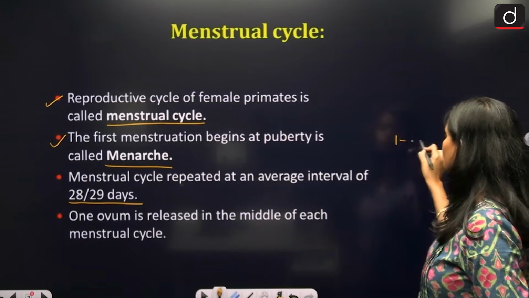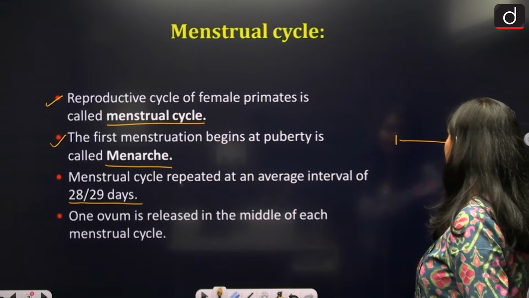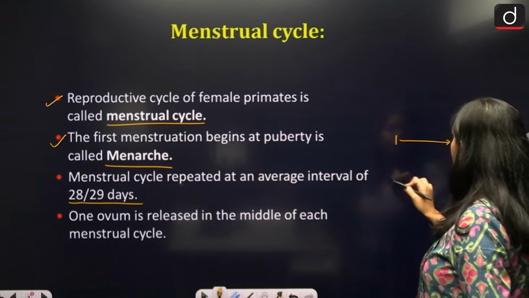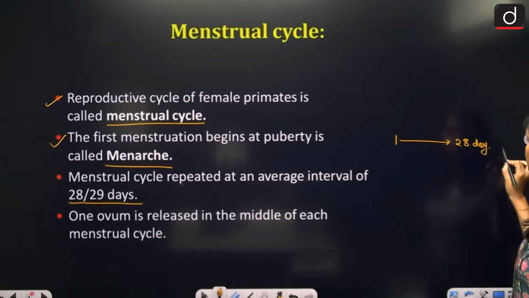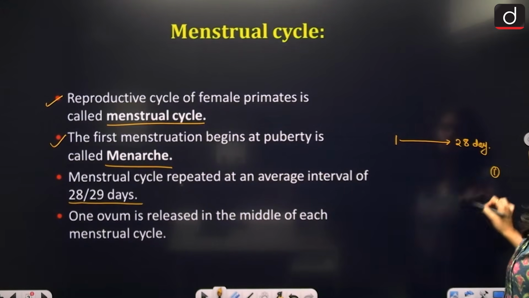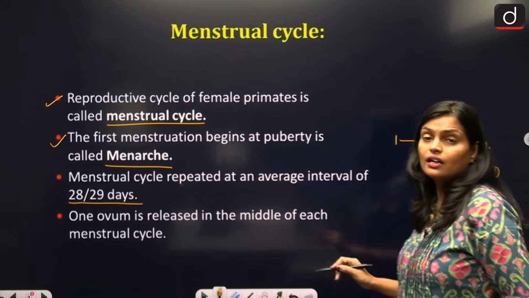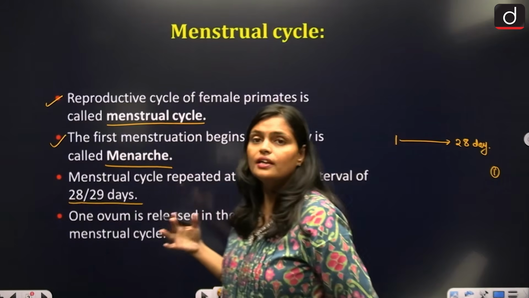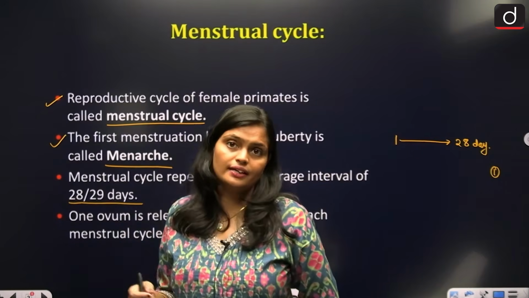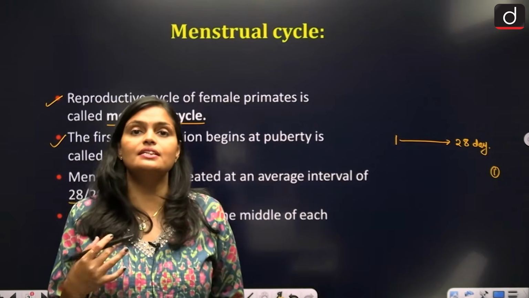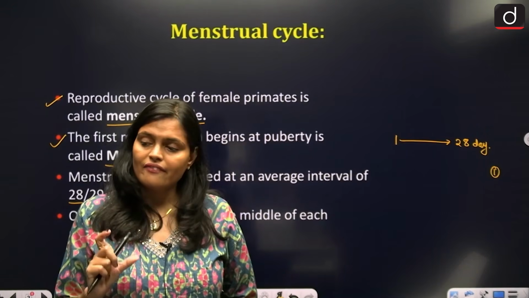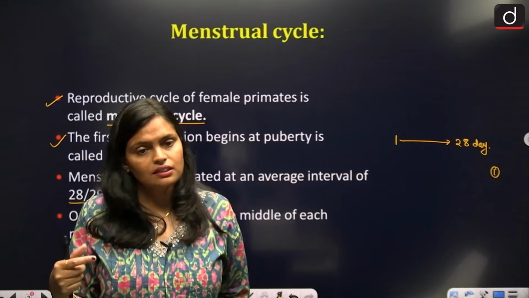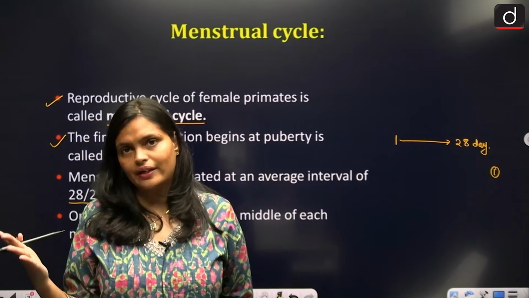So suppose you have days 1 to 28. Now after 28 days, again the first day of the menstrual cycle starts. In some females it is 28 days, in some females it is 29 days. So basically every month this cycle continues for 28 to 29 days.